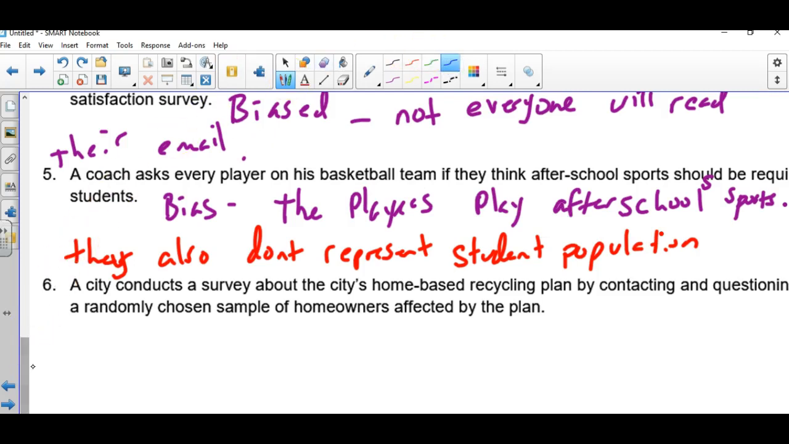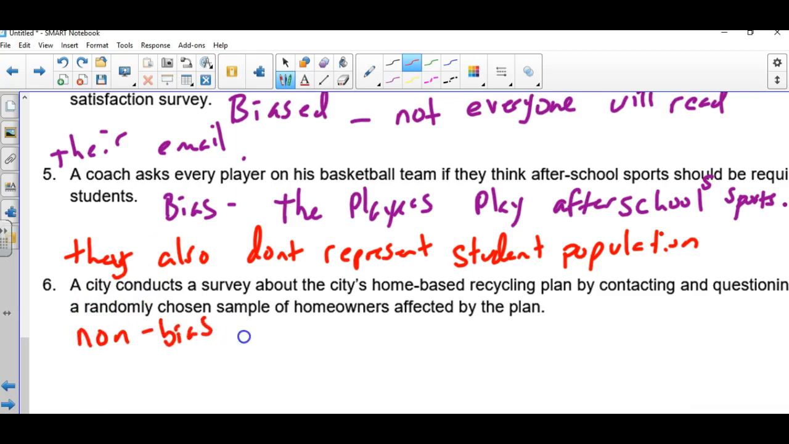All right. Last one. A city conducts a survey about the city's home-based recycling plan by contacting and questioning each of a randomly chosen sample of homeowners affected by the plan. So the main thing here is these people are affected by the plan. All right. So this is non-biased.